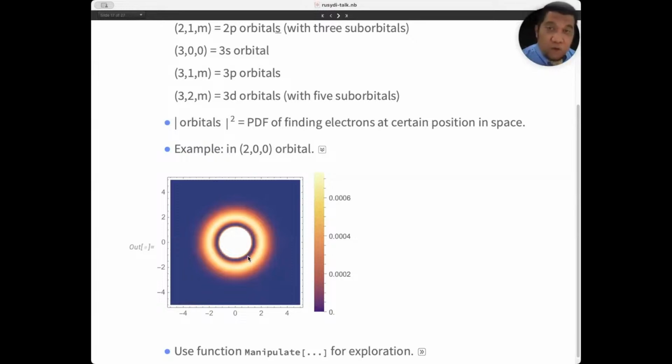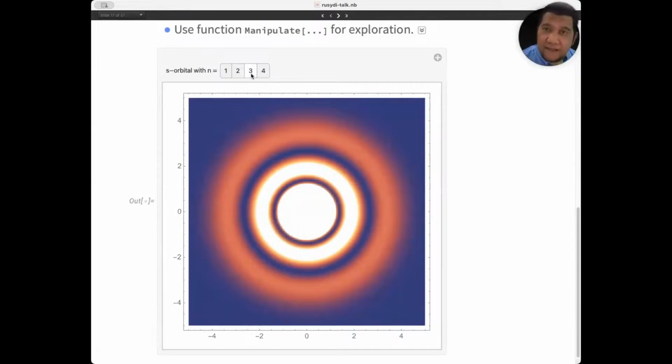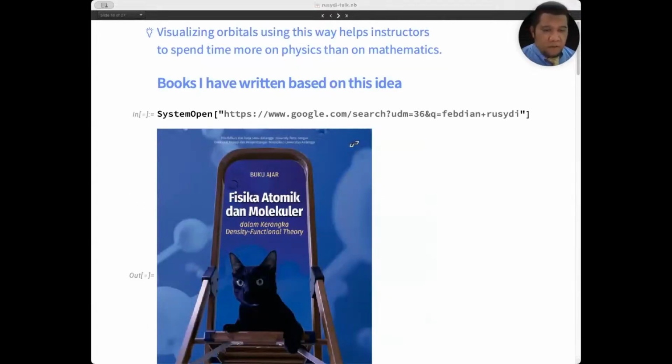If we want to explore more, we can plot them under the function Manipulate as follows. This is for 3s, so we will not find any electrons in this area and also in that area. If we go to 4s, we will also not find electrons in this area, and so on. Visualizing orbitals using this way helps instructors to spend time more on physics than on mathematics.